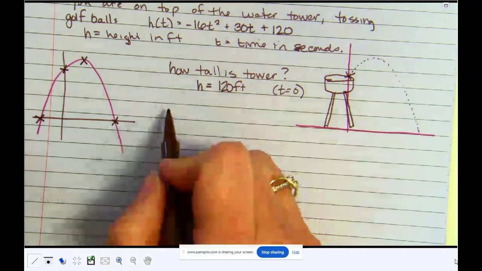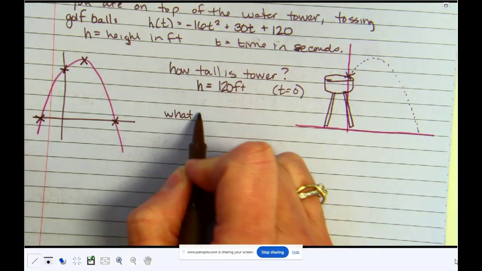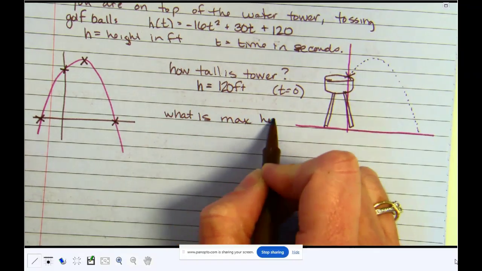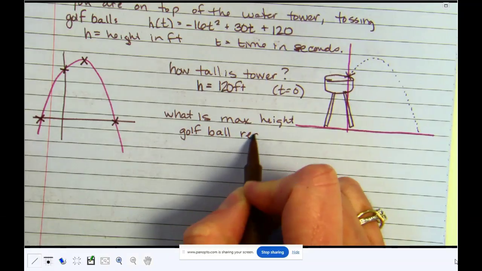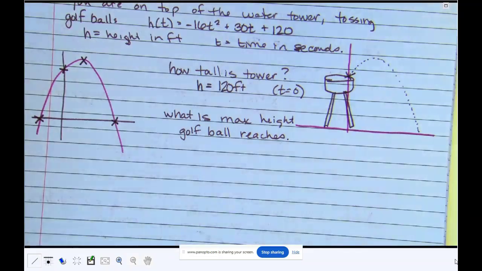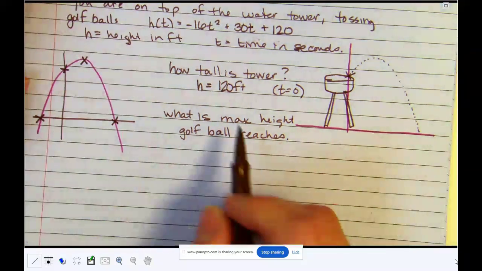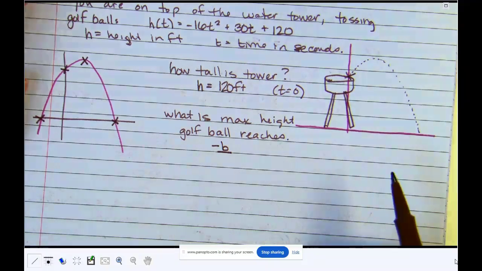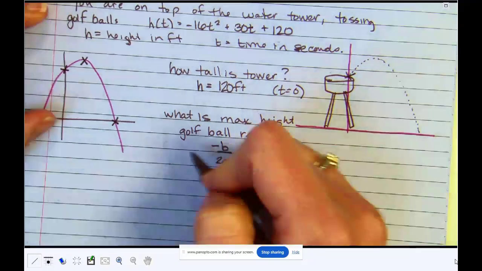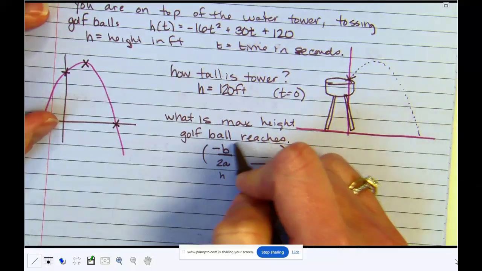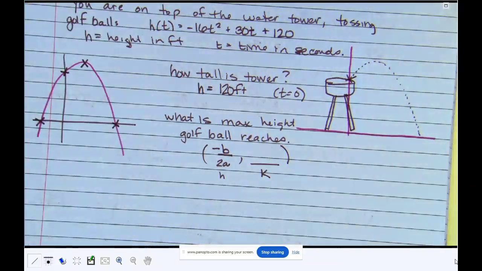Next question I would like to know is, what is the maximum height the golf ball reaches? Do you guys remember how to find the vertex without using the graph on your calculator? It's negative b over 2a. This gets you the h value. And then you plug that in to your equation and you get k. You have to show your work.